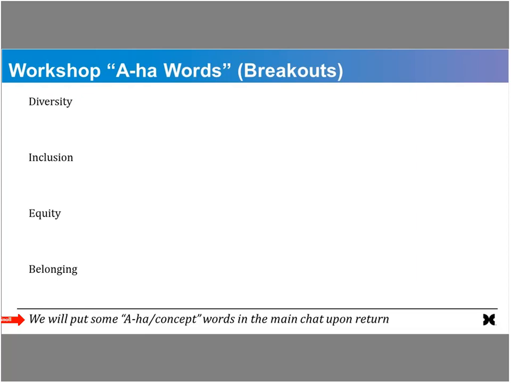And welcome back, everybody. Everybody's back in the main room. Depending on your group, go ahead and start with a D, an I, an E, or a B, and then hit a colon. That just lets us know which word you're describing. Then put some of those aha words in the chat. Welcome back, everybody. What are the aha words that you came up with? All yours, Noha.